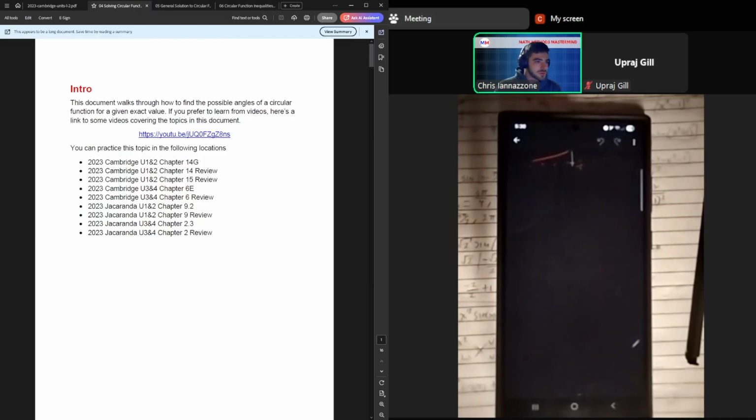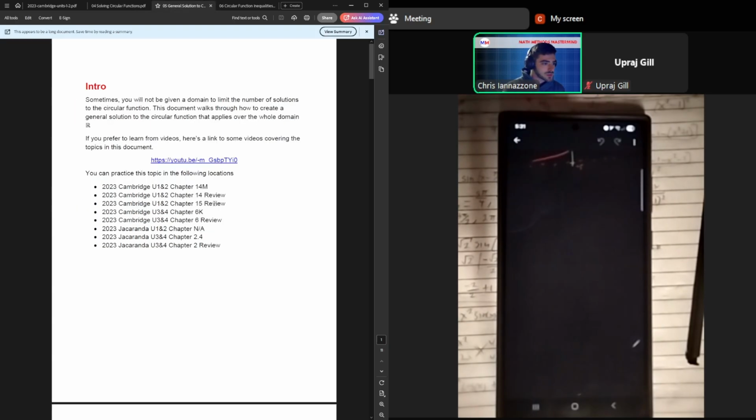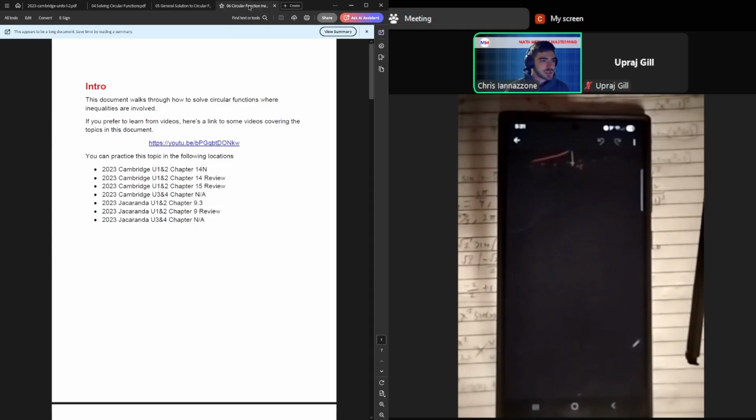So, for this class, we're going to continue on with the circular function stuff we did last week. Specifically, we're going to be looking at solving circular functions, which means you're given the exact value that the circular function is equal to, and you have to figure out the angle that's associated with that. We then look at how to generalize that for all iterations around the unit circle, and then finally we'll have a look at how to solve inequality versions of those kinds of equations.